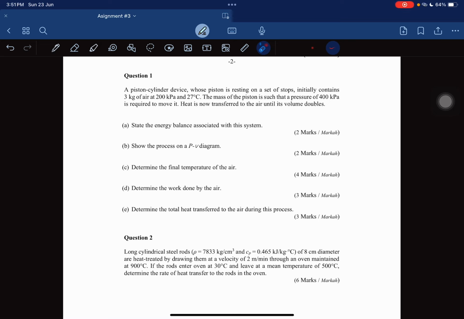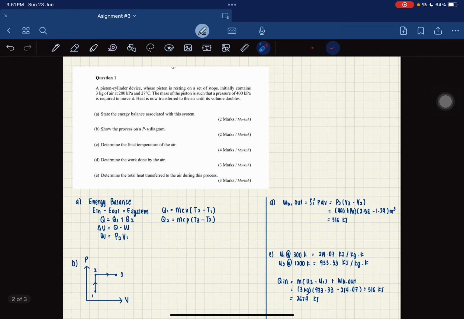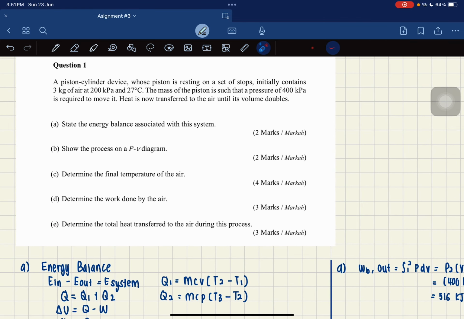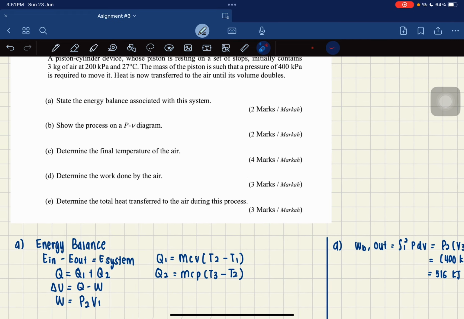I'm going to explain question 1 and question 2 of the assignments. So, question 1: a piston-cylinder device whose piston is resting on a set of stops initially contains 3 kg of air at 200 kilopascal and 27 degrees Celsius. The mass of the piston is such that a pressure of 400 kPa is required to move it. Heat is now transferred to the air until its volume doubles.